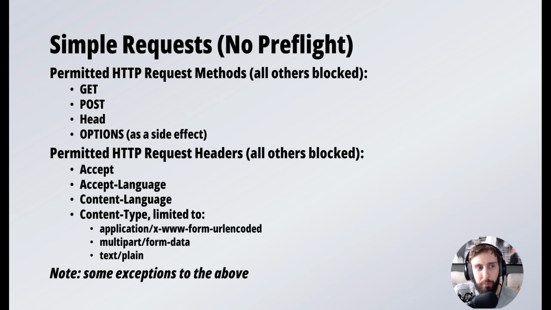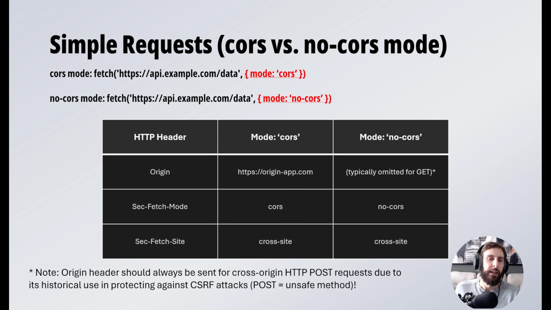A quick reminder as to what constitutes simple requests. Generally, permitted HTTP request methods are referred to as GET, POST, and HEAD as far as safe methods. OPTIONS, again, as a side effect of being able to send a pre-flight. Also, some headers are permitted. There are some exceptions generally to this, but in general, these are simple requests.